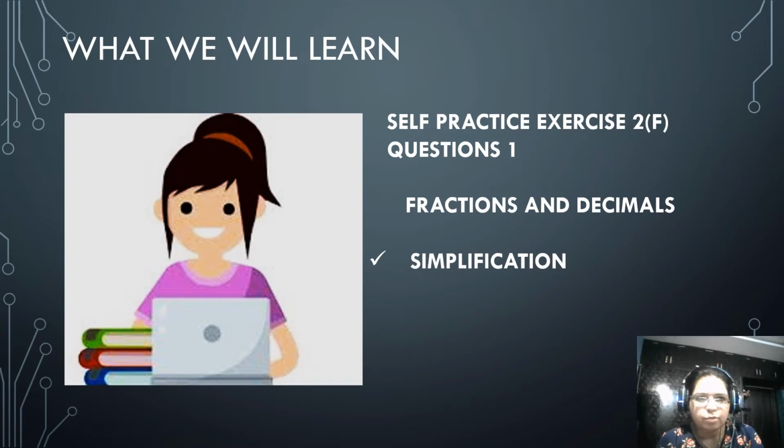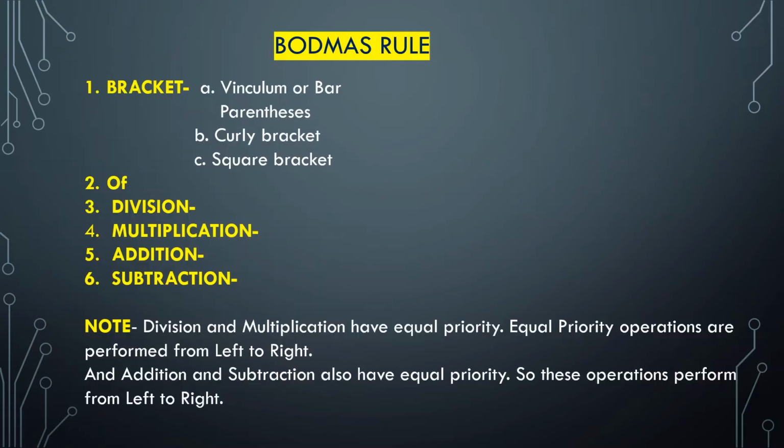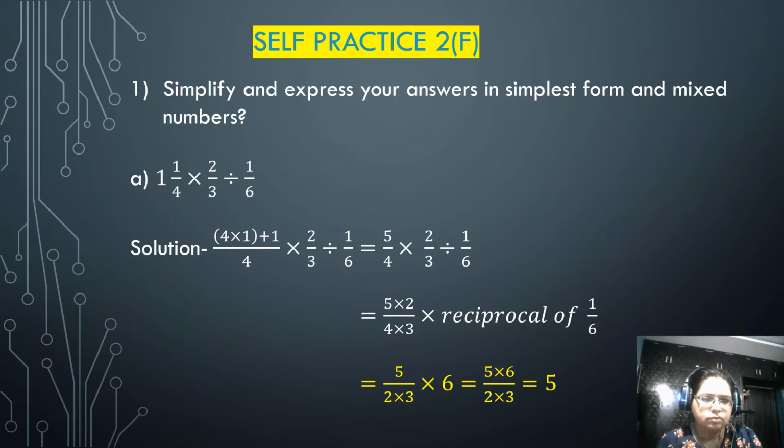Let's get started and solve some questions. Now we solve question number 1, and question number 1 is simplify and express your answers in simplest form and mixed numbers. First bit is 1 1/4 multiplied with 2/3 division of 1/6. We have to express this expression in simplest form.